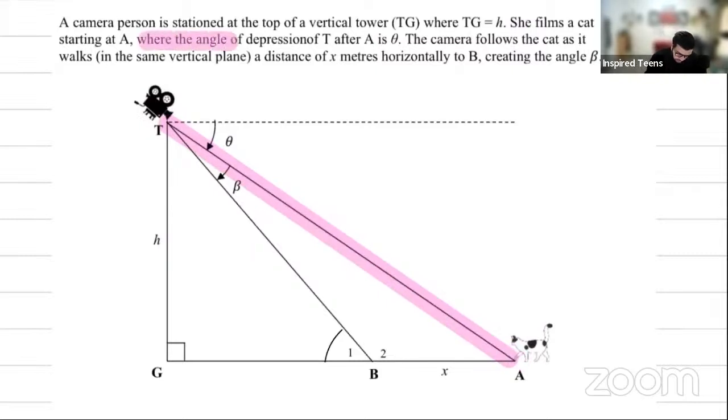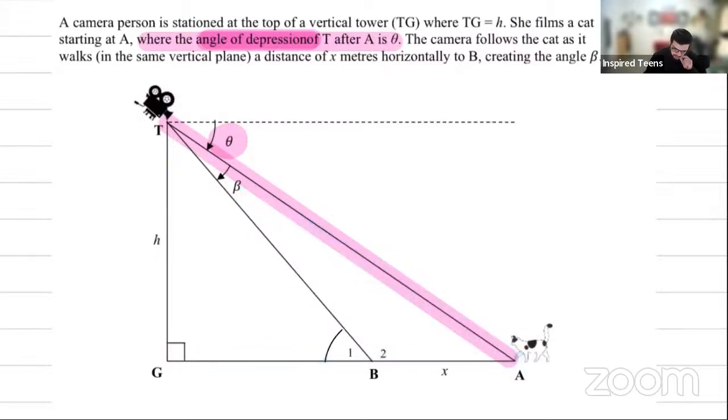Where the angle of depression of T after A is theta. We'll go through angle of depression in a second, but we know that theta is in the diagram, so that's fine. The cameraman follows the cat as it walks. So the cat, of course, is not walking up, right? The cat is walking along the floor, essentially.